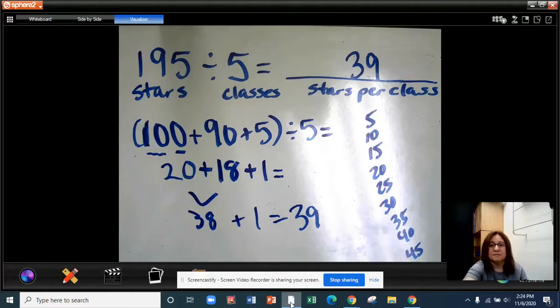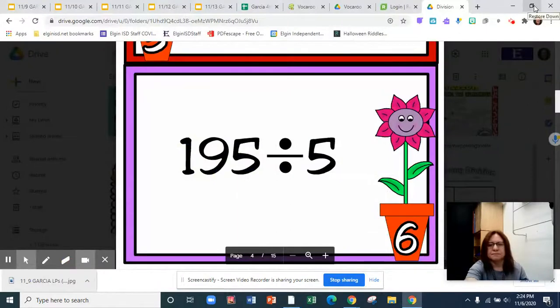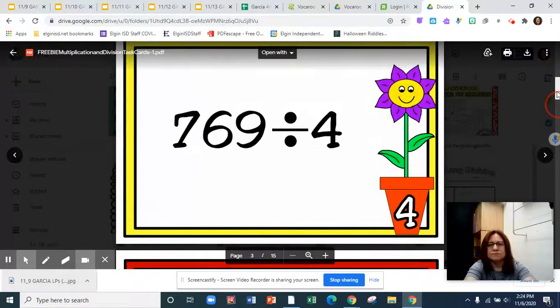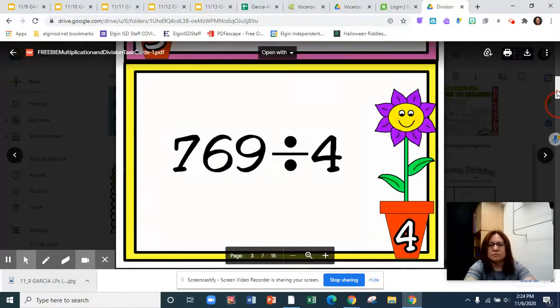All right. Let's see. Let's try another one. We can do that one. This one looks interesting. We are dividing. I see that we have an even number going into an odd number. So that tells me that we are going to probably have a remainder.